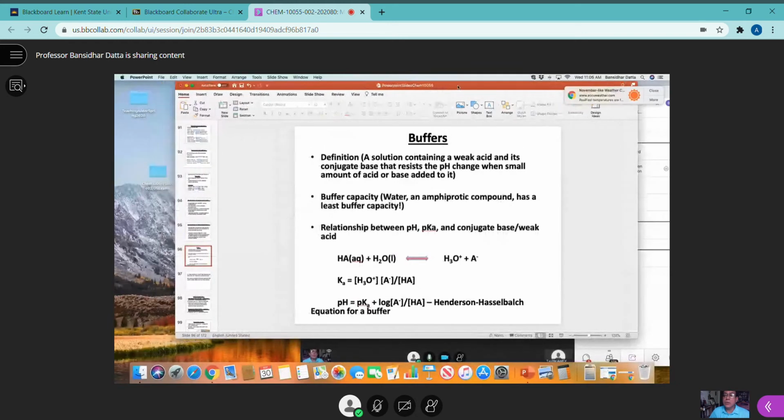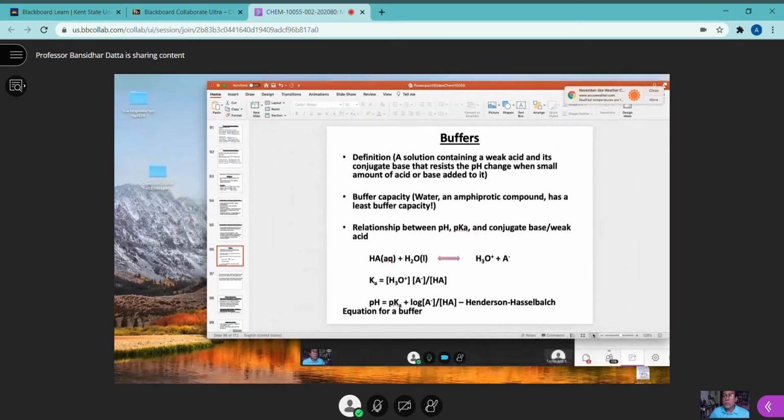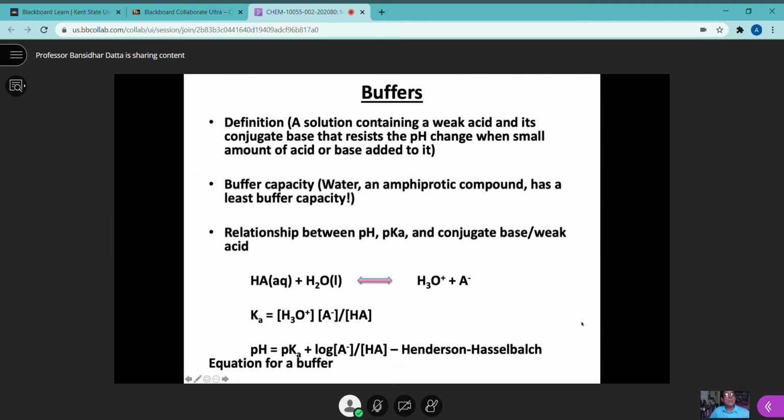Is it right or wrong? Is it right? Everybody okay? Yes, this is the slide that we had. So that basically gives us the definition of buffers, right?